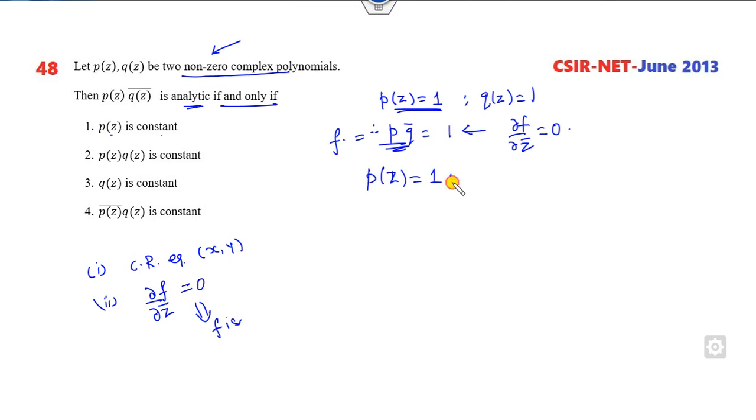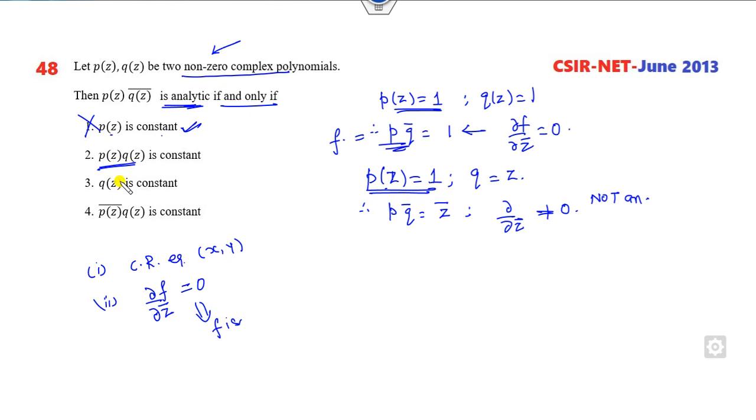If I say here q I consider as z bar, what is the meaning of that? p is my constant, satisfied. Is it true? What is the p times q of this? This is z bar, and clearly the partial derivative of this is non-zero. So it is not analytic, but it is given that it is analytic. It means the option that p of z is constant is cancelled out.